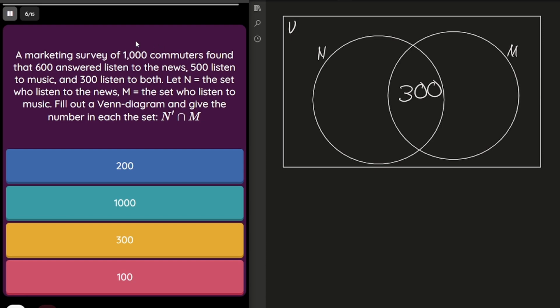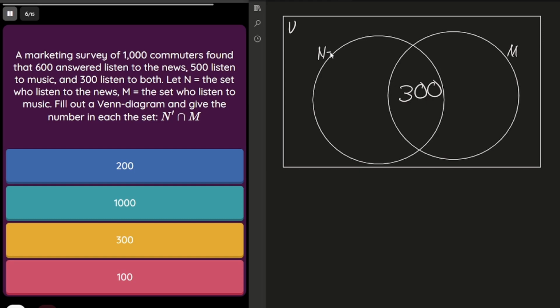Question number 6. Same given, different problem. We have now the complement of N intersection of M. To answer this problem, we should fill out the Venn diagram. Let me write the given in set notation.